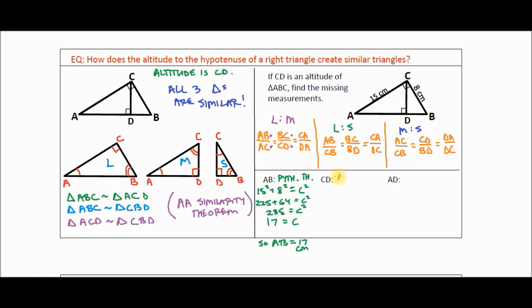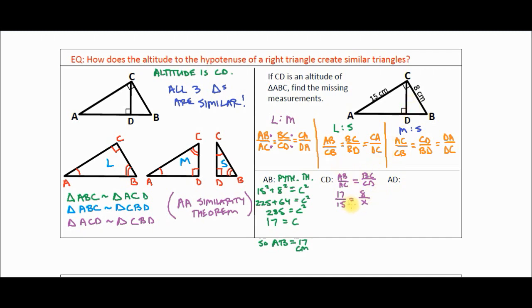We've got AB. Our proportion is going to be AB over AC is equal to BC over CD. So let's plug in what we know. AB is 17. We just figured that out. AC is equal to 15. BC is equal to 8. And CD is what we're looking for.